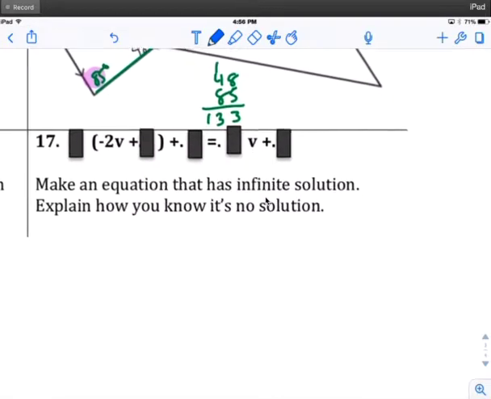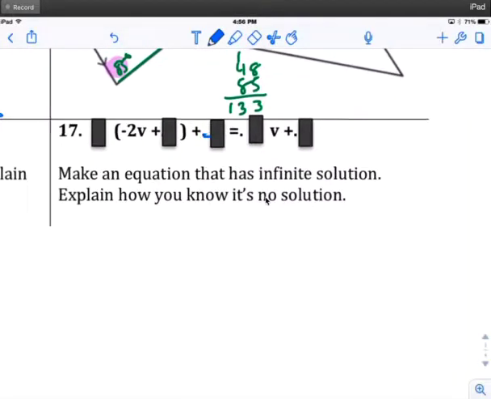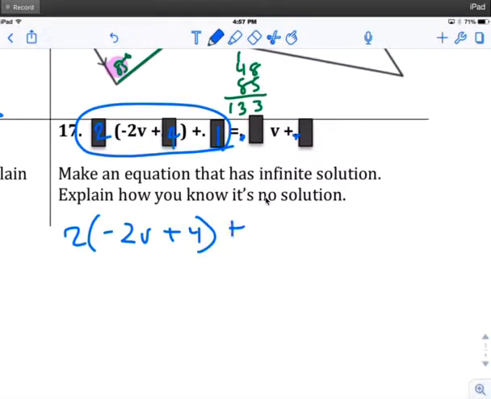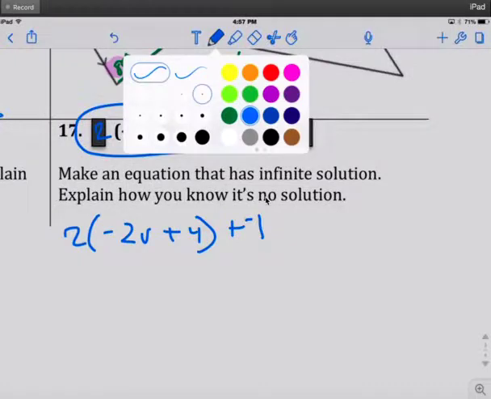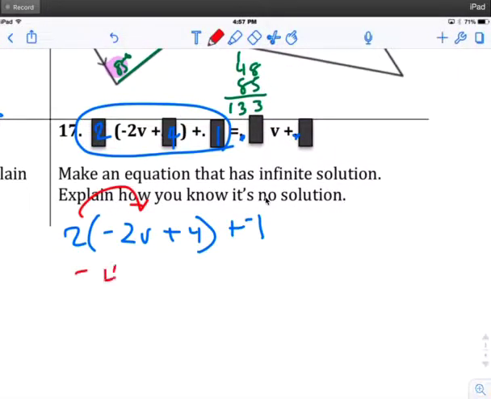Make the equation infinite solution? These don't need to be decimal, you guys. It's a typo. Start on this side. 2, 4, 1. 2 (-2v) + 4 + 1. Distribute first. -4v + 8 + -1. -4v + 7.